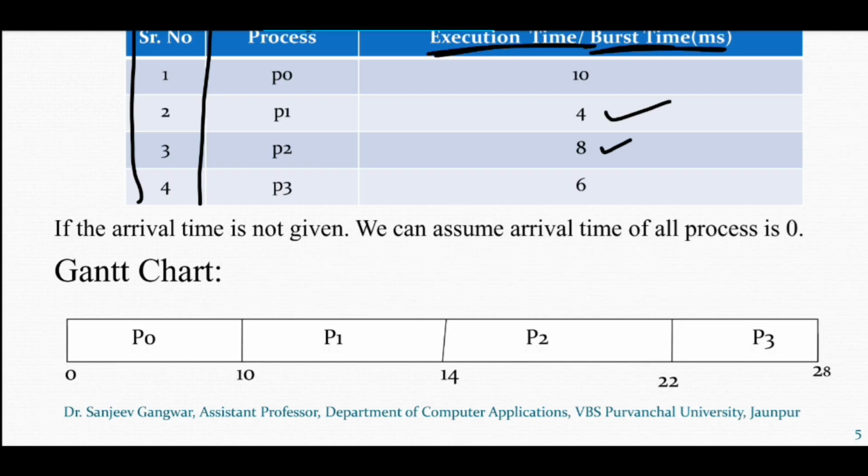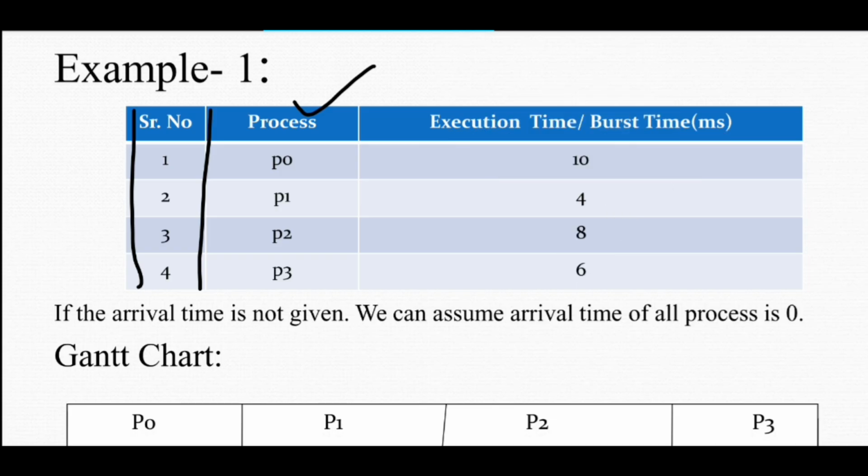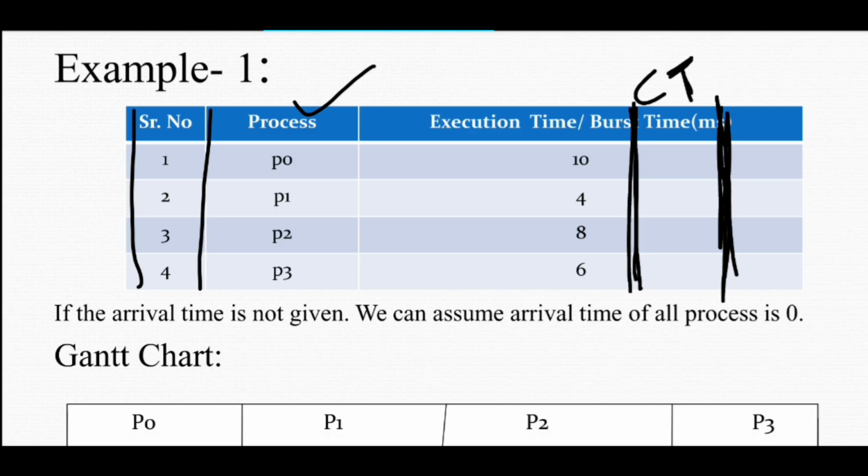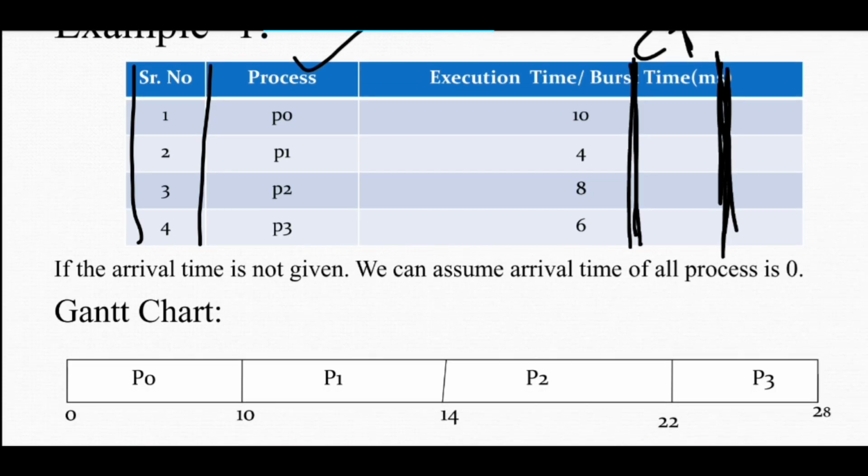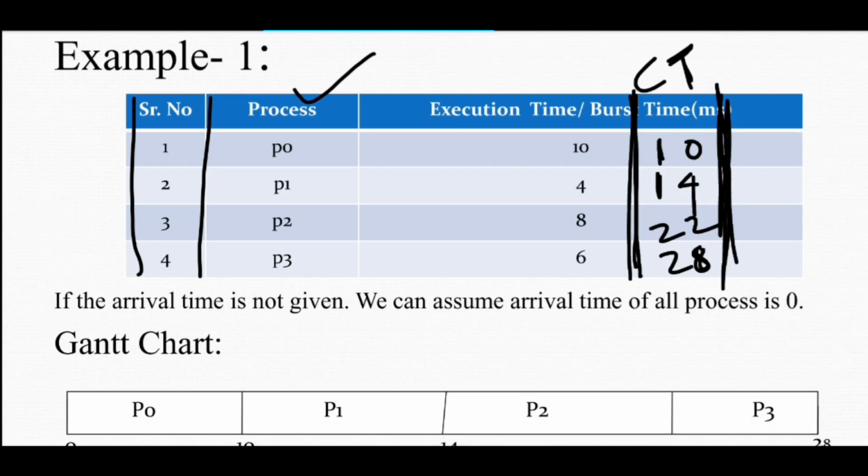Let's discuss the completion time. This is our burst time. I am drawing a new column here for completion time. P0 completed at 10, then P1 completed at 14, P2 completed at 22 and P3 completed at 28. This is the completion time.